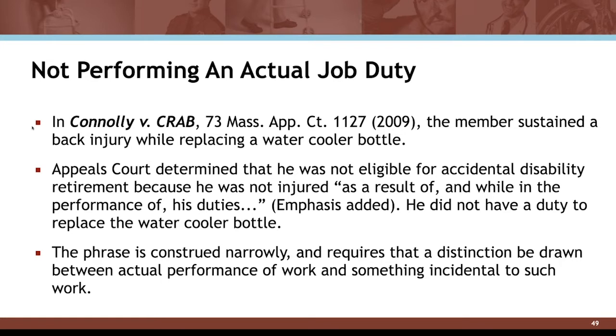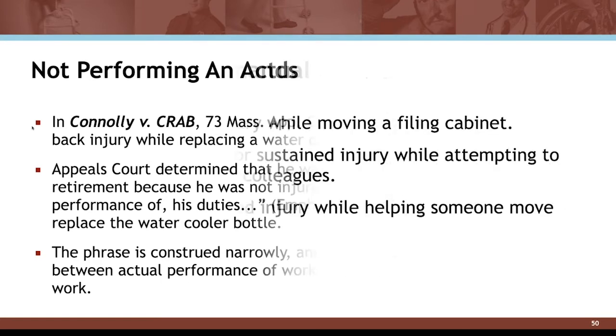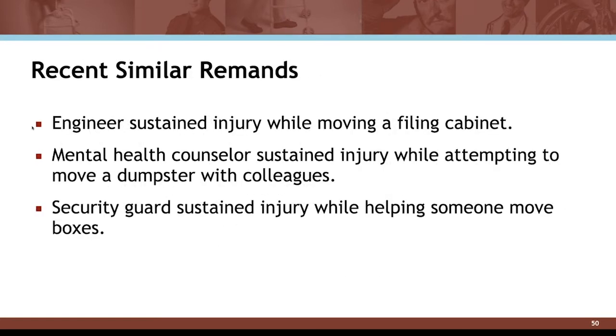Recently, we've had to remand some cases for similar reasons. We had to remand a case recently where an engineer injured his back while moving a filing cabinet. We had another one, very recently, where a mental health counselor sustained an injury to his back while attempting to move a dumpster with colleagues. And another one involved a security guard who sustained an injury while helping someone move boxes.